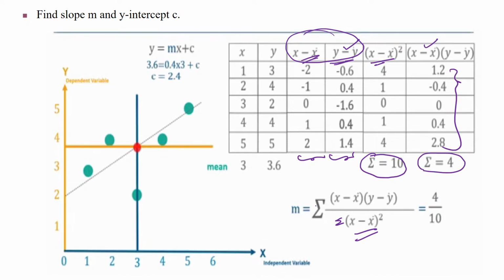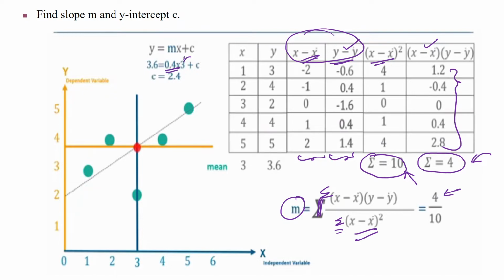So the slope is the summation of x minus mean x into y minus mean y, divided by the summation of x minus mean x whole square. The x minus mean x whole square is 10, and the multiplication of the two terms, x minus mean x and y minus mean y, is 4. So the slope we got is 0.4. So 0.4 is the slope here.